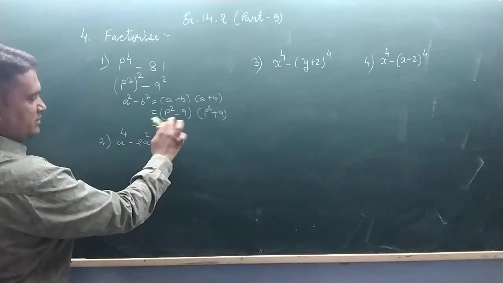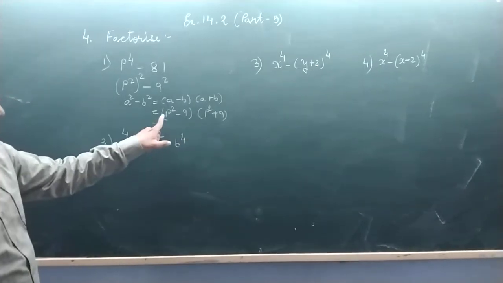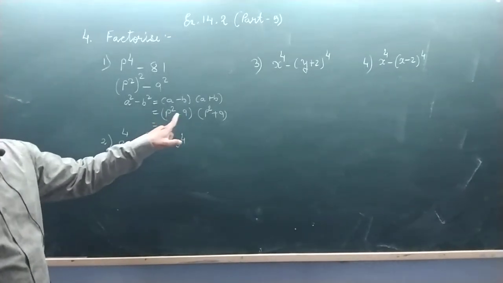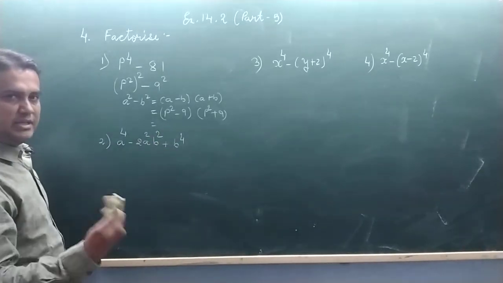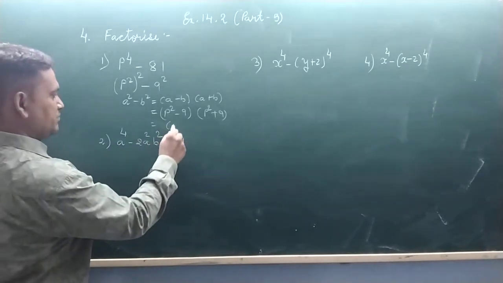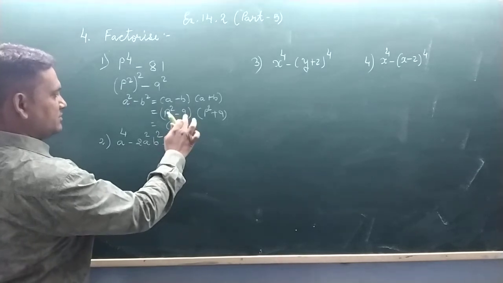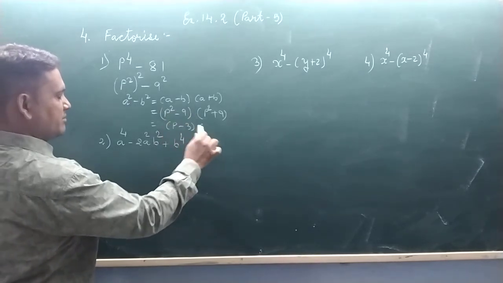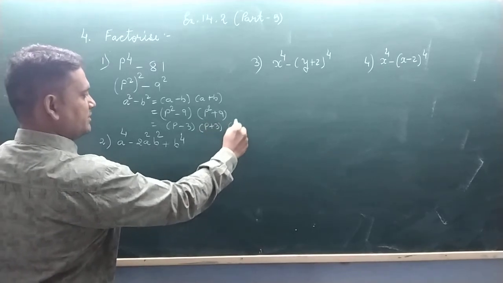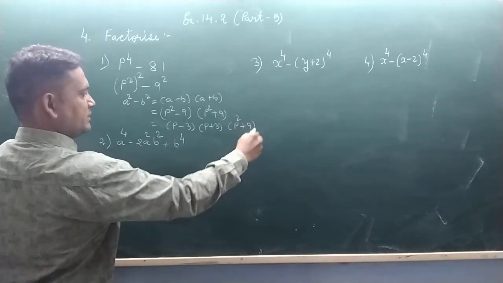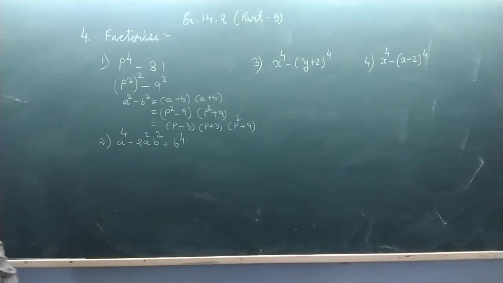Now again this factorize work is possible: p square minus 9, so a square minus b square. So we write a minus b and a plus b. So p minus, the square root of 9 is 3, p minus 3, then p plus 3. Now this is p square plus 9. This is the final answer, students.